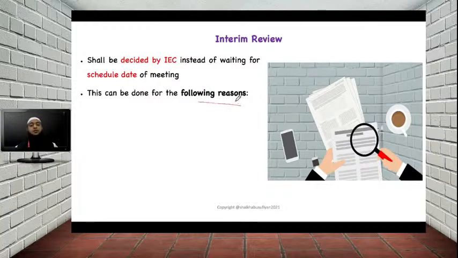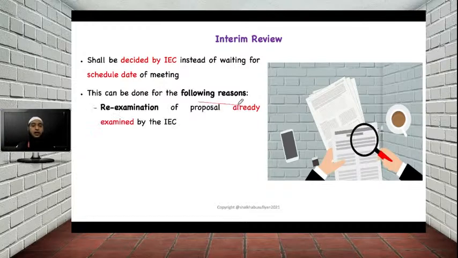Let's see what those reasons are where, although the meeting is scheduled after 6 months, you have called the meeting of the ISC committee well in advance. And why should it be called well in advance, and why have you conducted the interim review? Let's see the reason. Okay, so the first reason could be re-examination of a proposal already examined by the institutional ethical committee. Maybe you want to re-examine the proposal, maybe due to an adverse effect, maybe due to a side effect.